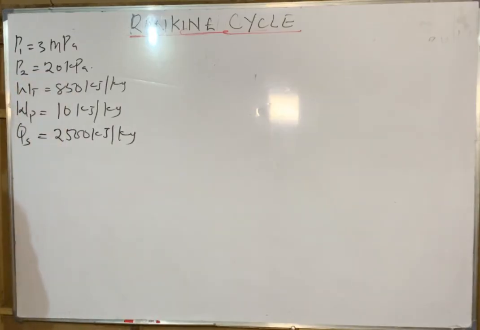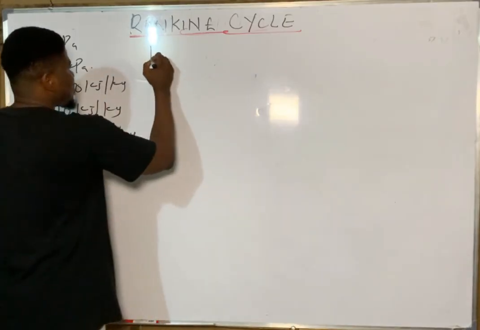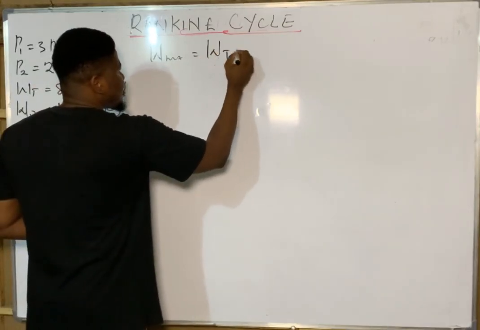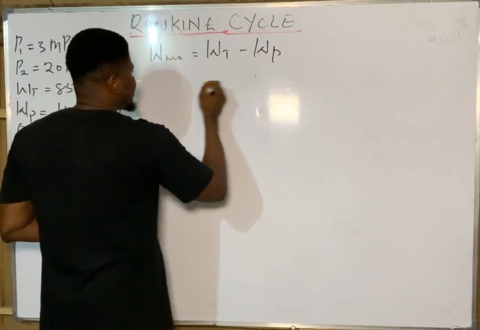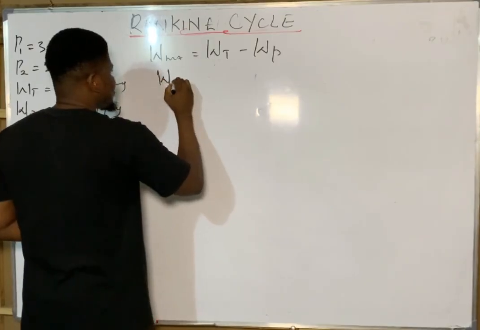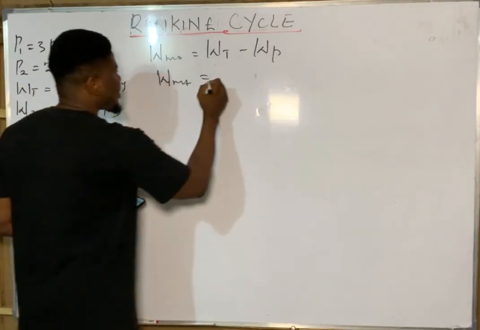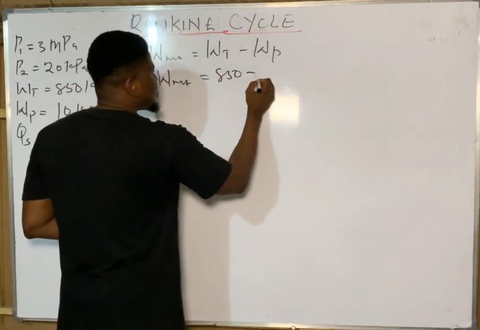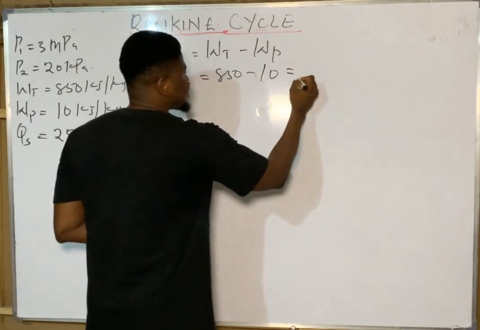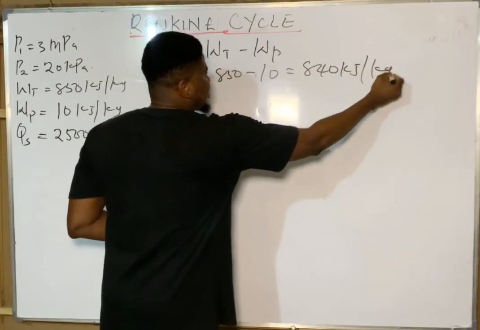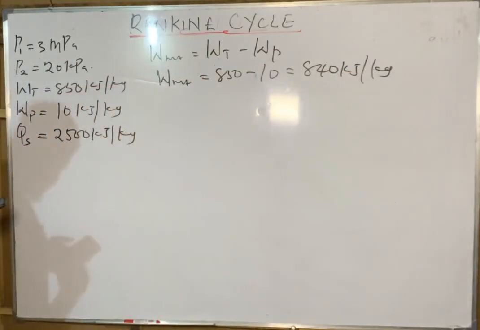So we are asked to find first the net work output. Our net work equals turbine work minus pump work. So net work equals turbine work is 850, pump work is 10. So this simply gives us 840 kilojoules per kilogram. This becomes our net work.